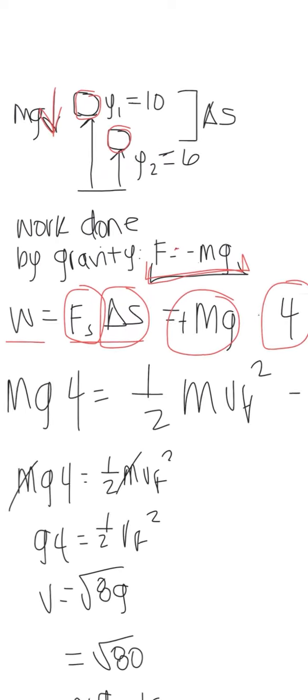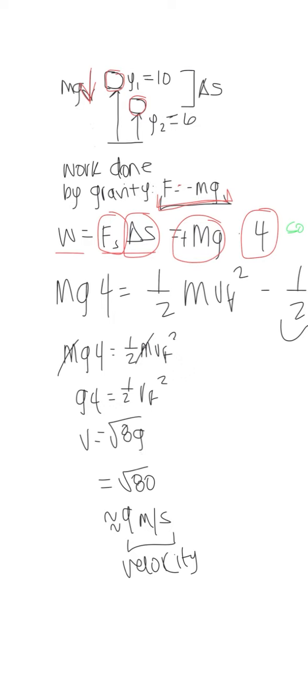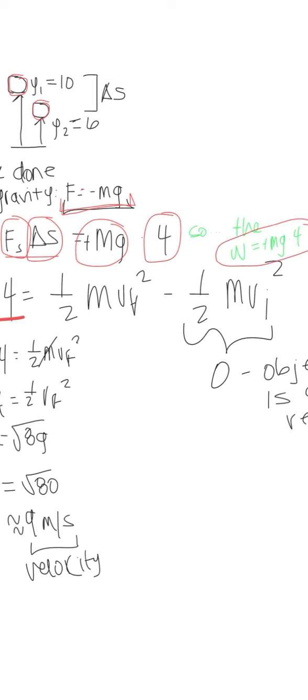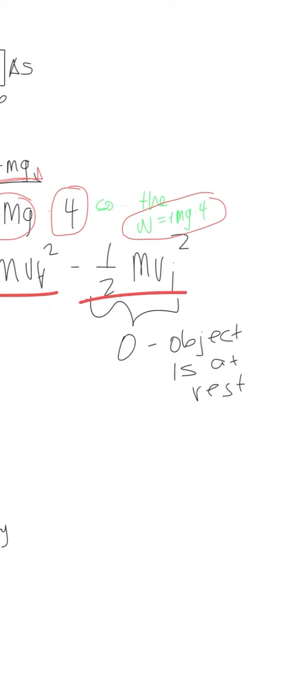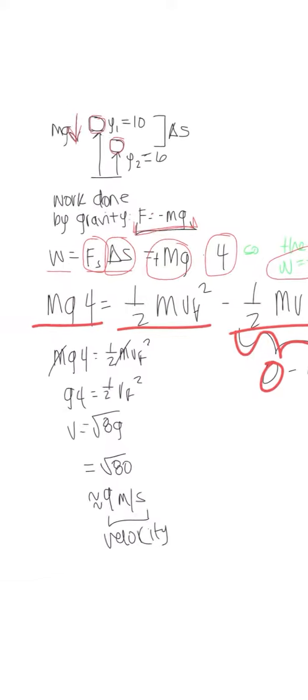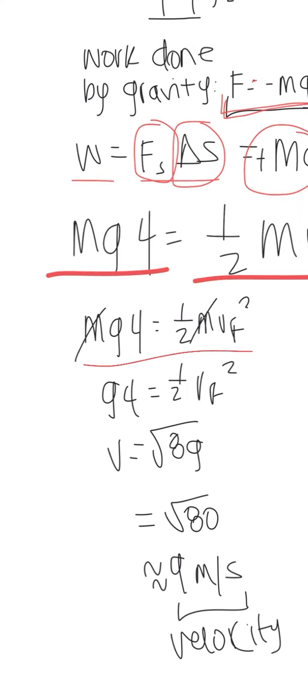mg times 4. Now, knowing this, we can go ahead and find the velocity as it goes from y1 equaling 10 to y2 equaling 6. So we can write the equation that mg times 4 is equal to the change in the kinetic energy, or 1/2 mv final squared minus 1/2 mv initial squared. Now, 1/2 mv initial squared is 0 because we know from the question that the object is at rest. So what we're left with is just mg4 equals 1/2 mv final squared.